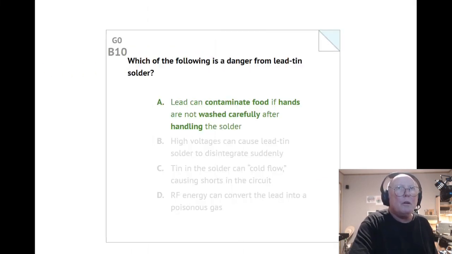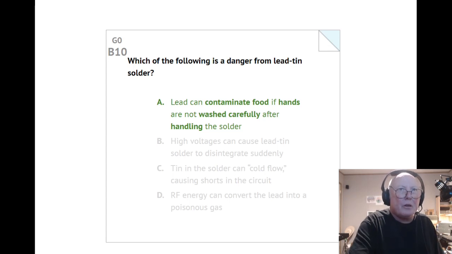Number 10. Which of the following is a danger from lead tin solder? Okay, if you're going to solder, what is the danger from it? Lead can contaminate food if hands are not washed carefully after handling the solder. If you do any soldering, make it a practice just to wash your hands when you're done. Use a little soap and water. It's not going to hurt you, not going to shrink your hands or anything like that. And it'll wash that lead from the solder off of your skin. You won't transfer it to your sandwich or something.